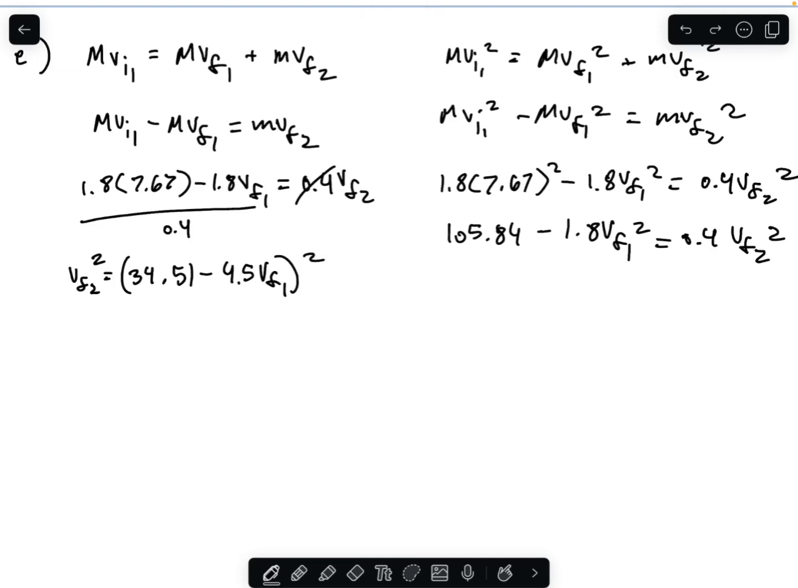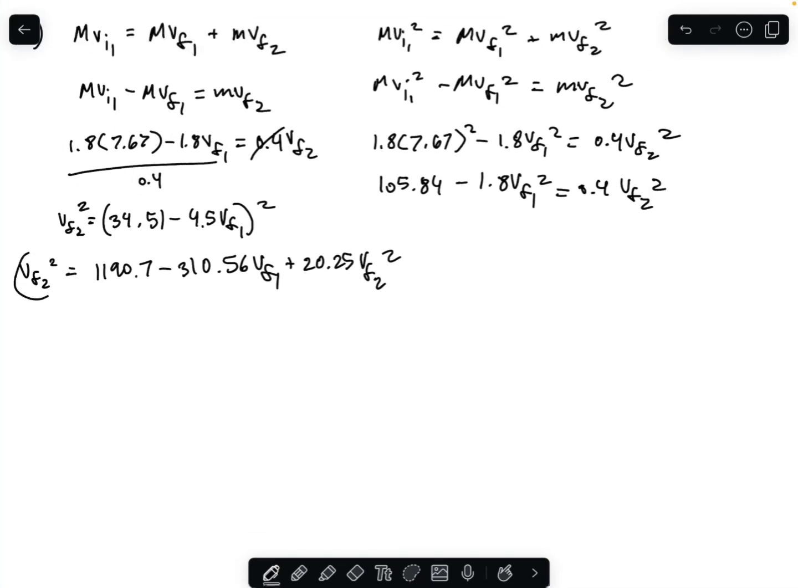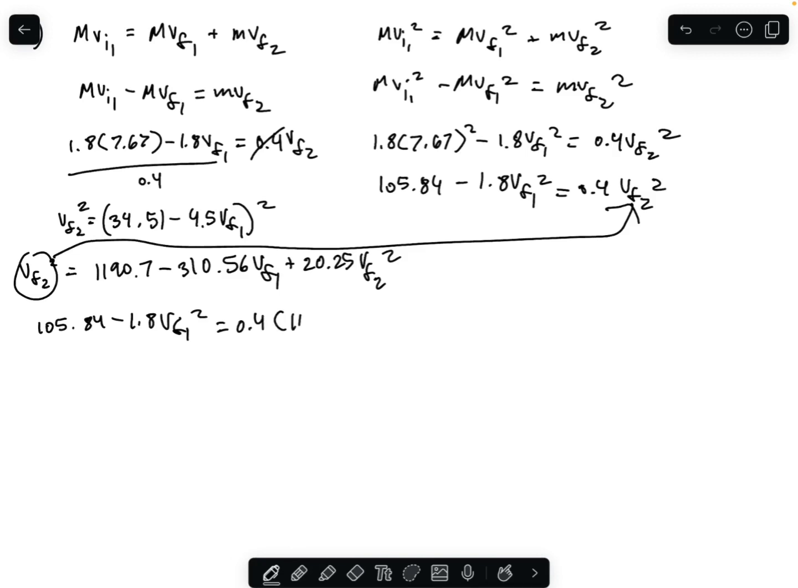So after you square it, you're going to get VF2 squared is going to be 1190.7 minus 3110.56 VF1 plus 20.25 VF1 squared. And now I'm going to put this in there. So then 105.84 minus 1.8 VF1 squared equals 0.4 times 1190.7 minus 31 VF1 plus 20.25 VF1 squared. And then you distribute. Oh, it's going to be more. Okay, we can do this.